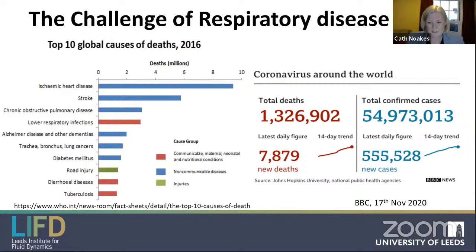So it is a very significant impact, and I think it has really made us wake up to the fact that we are dealing with something that thrives on human contact, and we don't fully understand not only coronavirus, but how most of the other respiratory diseases transmit.